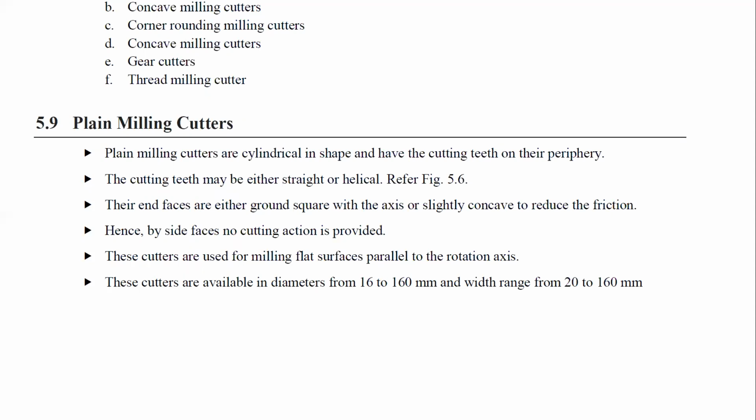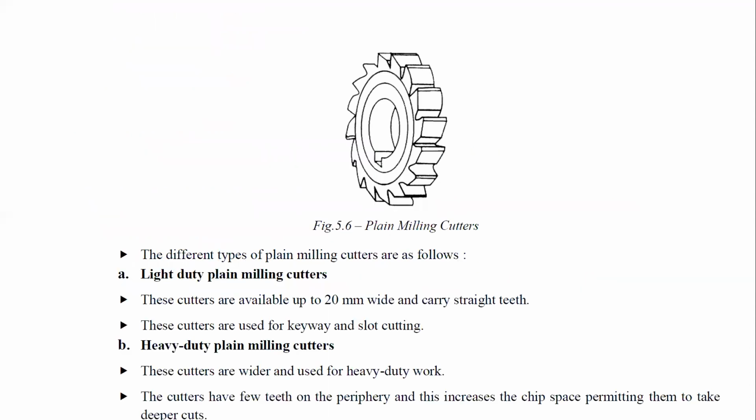Hence, by side faces, no cutting action is provided. The side end faces are concave, so end faces do not participate in the cutting action. These cutters are used for milling flat faces parallel to the rotation axis, and these cutters are available in diameter from 16 to 160 mm and width ranging from 20 to 160 mm. So this one is the plain milling cutter.